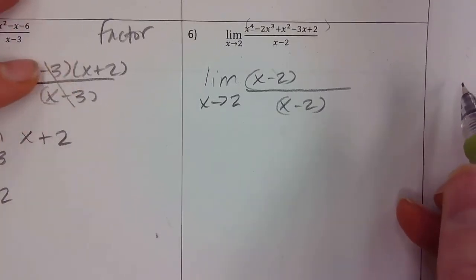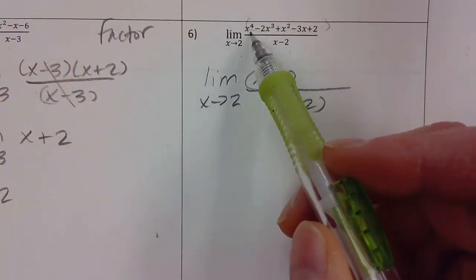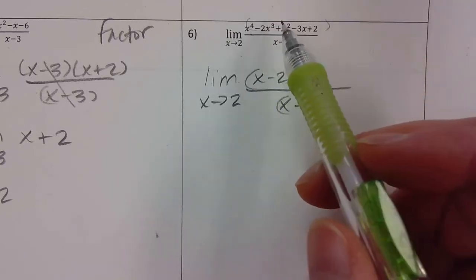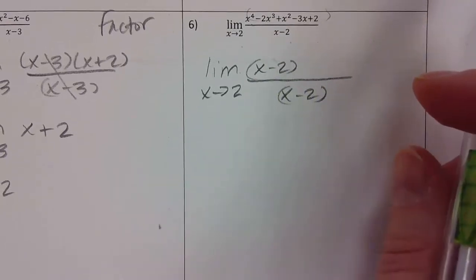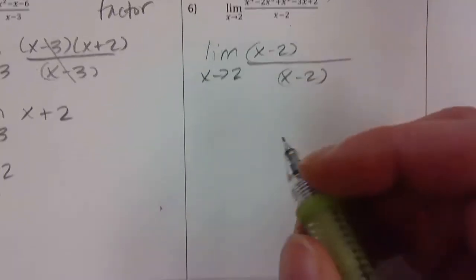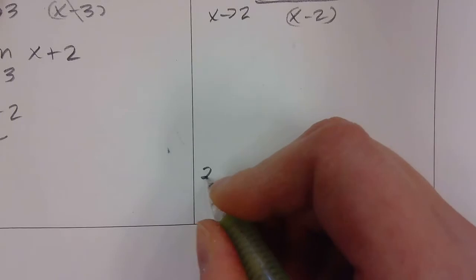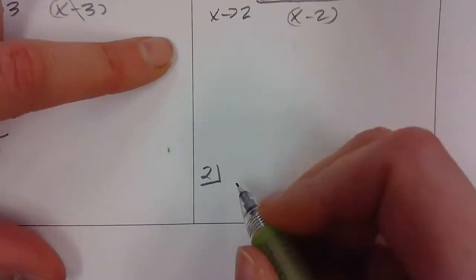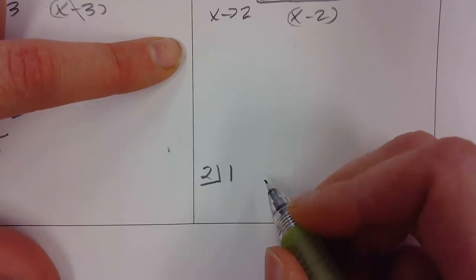In order to figure that out, I'm going to use synthetic because I can't actually factor this polynomial. It's degree 4, there's 5 terms. I don't really have any tricks for that. So because I want to divide it by x minus 2, I'm going to do synthetic down here, and I'll be using a positive 2. So remember, we have to change that sign. And then we've got to write out our coefficients again.